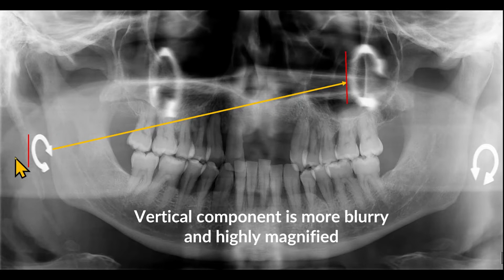In this earring, the vertical part, this red line, may be the vertical part of the earring. If the real structure has a vertical component, the image of the ghost, the vertical component, will be more blurry and more magnified. So the horizontal part is sharper, vertical part is fuzzy and more magnified.